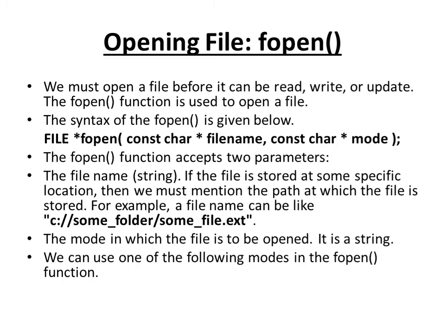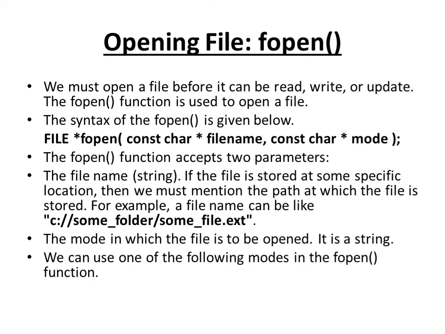The syntax for opening a file is: FILE, that is to identify its data type, star fp, a pointer variable, equals fopen, constant character file name, constant character mode, that is r, w, or a, or a plus. The fopen function accepts two parameters. The file name string: if the file is stored at some specific location, then we must mention the path at which the file is stored.